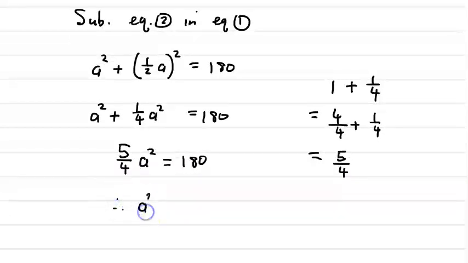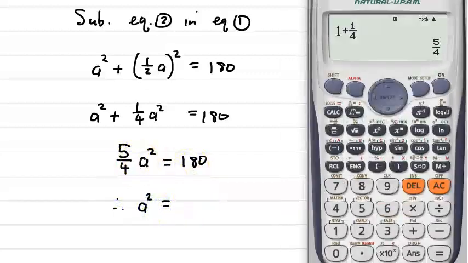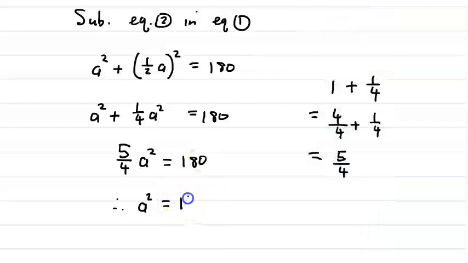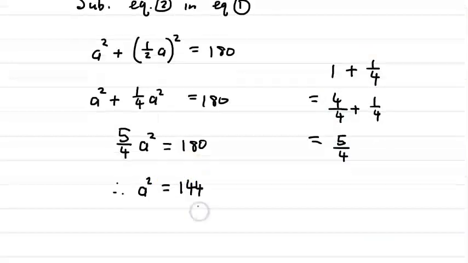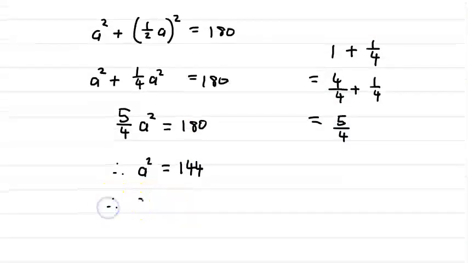Therefore, a squared equals 180 divided by 5 over 4. We divide both sides by 5 over 4. So let's have a look at that. 180 divided by 5 over 4 is 144. Therefore, a equals plus or minus the square root of 144.